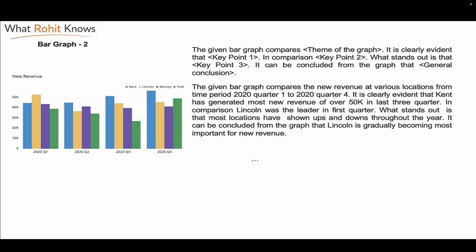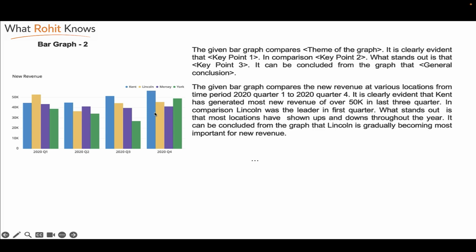So as you can see in this case now, earlier, if this was a simple graph, you would have just said the given bar graph compares the new revenue at various locations. But here, another point has been added, so you also have to speak about that. So that in total is the theme of the graph. And now after that, it is clearly evident that Kent has generated most revenue.